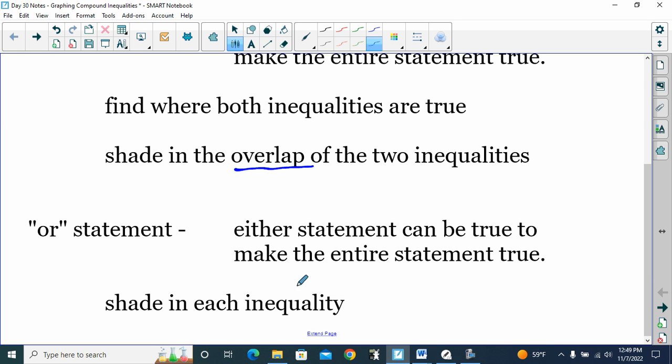Which means because we want either inequality to be true, the first one could be true, so we shade in that inequality. Or it's possible the second one is true, so we shade in that inequality. So when we graph an or statement, we are going to shade in each inequality. Shade the first one in, shade the second one in.